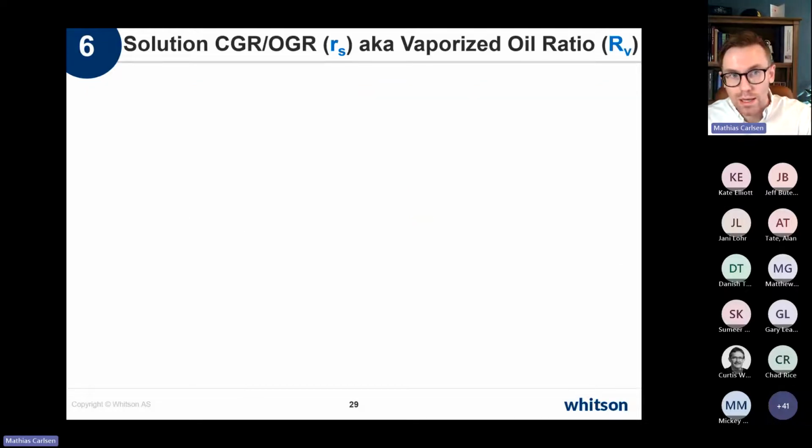The absolute last thing that we're going to introduce here, and that's because it's important, especially for these tight unconventionals, is a term that SPE defines as the solution CGR or OGR, and the symbol for that is the little rs. In a lot of industry software, it's referred to as the vaporized oil ratio, typically with a big RV. In Whitson Plus, you'll see that we use both. We try to use both throughout the software.